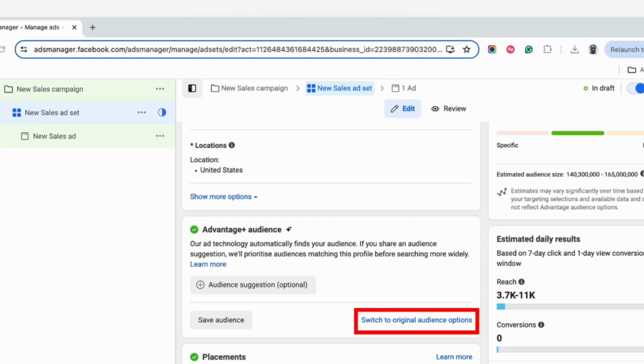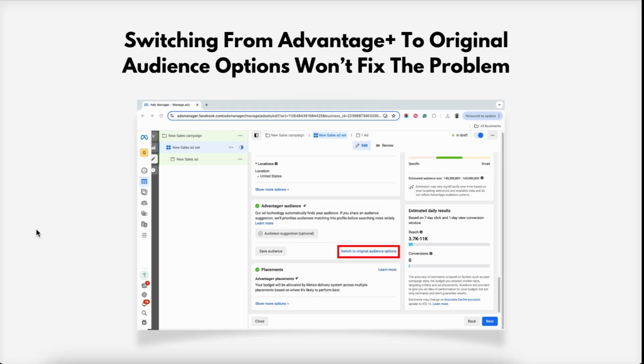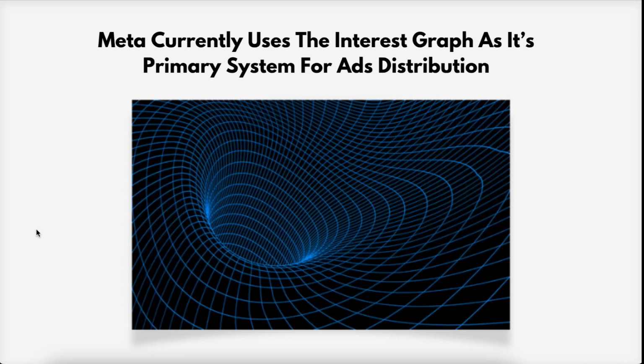If you're wondering why, that's because Meta has changed the way they deliver ads from interest and demographic targeting to what is now known as the interest graph. Now, if you don't know what that is, the interest graph is the base algorithm that was introduced by TikTok a few years ago. The way it works is that it shows content to people based on what they are currently interested in rather than just the accounts they follow. So, Meta currently uses the interest graph as its primary system for ad distribution.